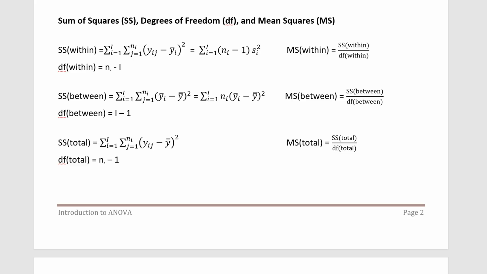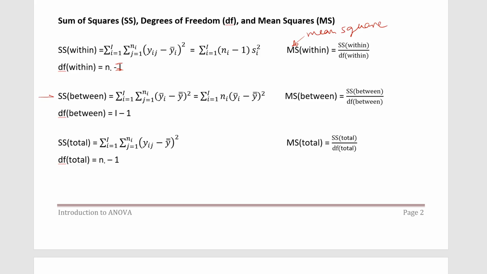Now the degrees of freedom for the within group variability is going to be the total sample size n dot minus I, the number of treatment groups. I should have used a different font for the I, but that's n dot minus I. And then the mean square within, this MS is mean square. A mean square is a sum of squares divided by its degrees of freedom. So the mean square within is the sum of squares that we just calculated divided by the degrees of freedom for within.